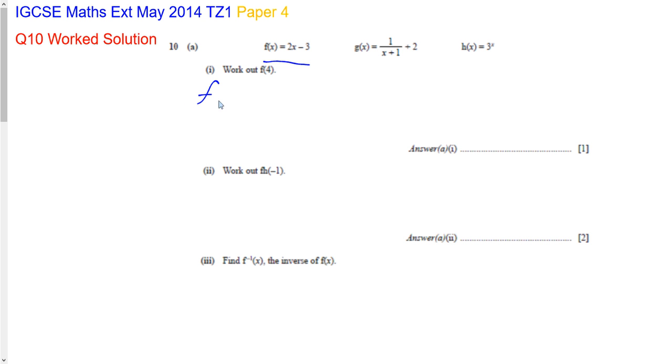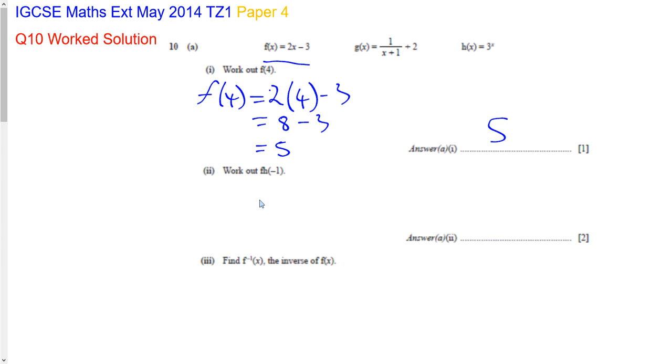So f of 4, let's just substitute 4 in where all of our x's are. So 2 lots of 4 minus 3. 2 lots of 4 are 8, minus 3, 8 minus 3 is 5. This one's nice and easy. Answer is 5.